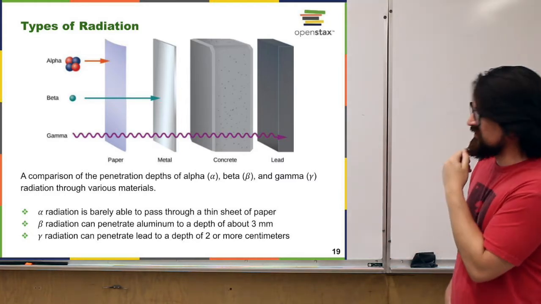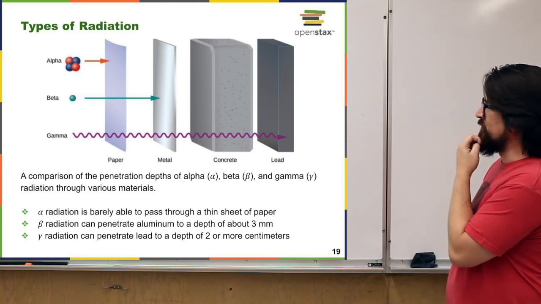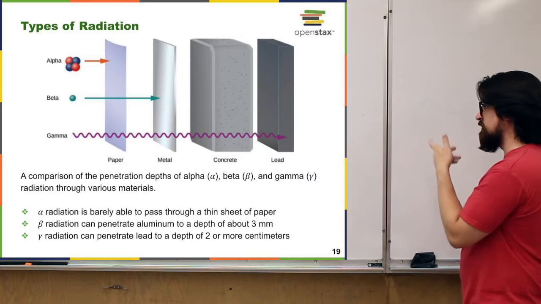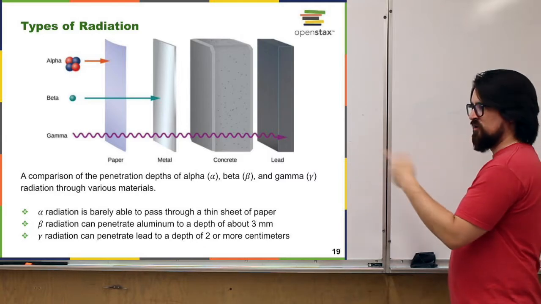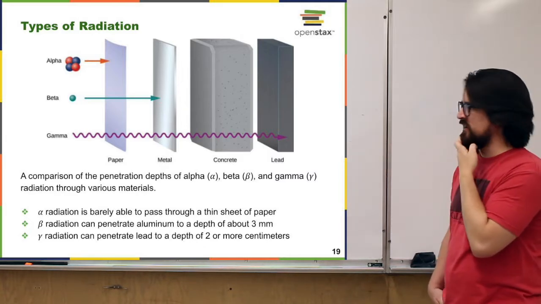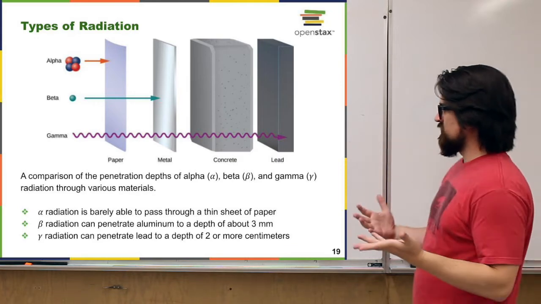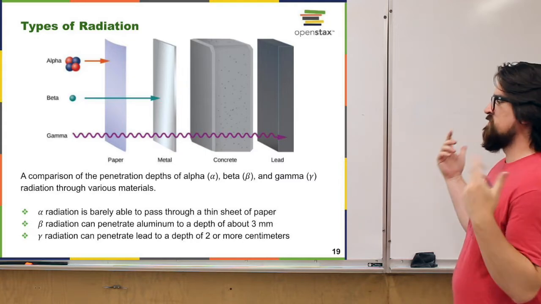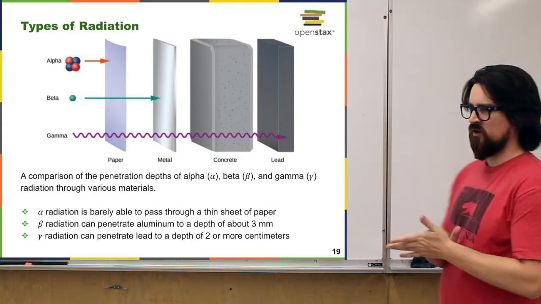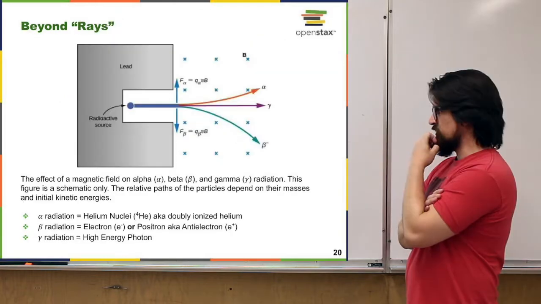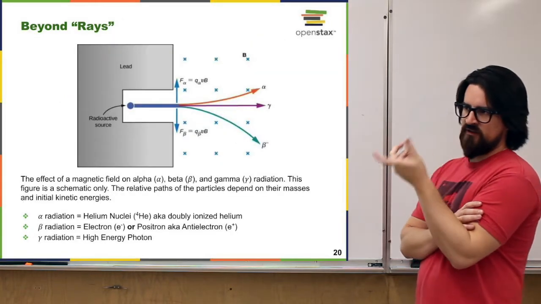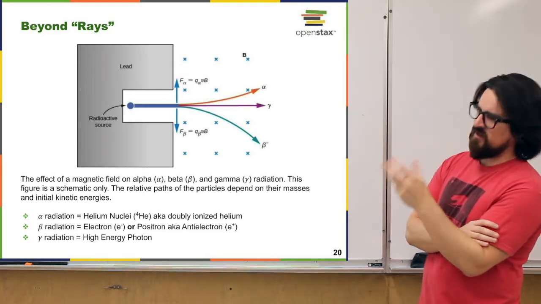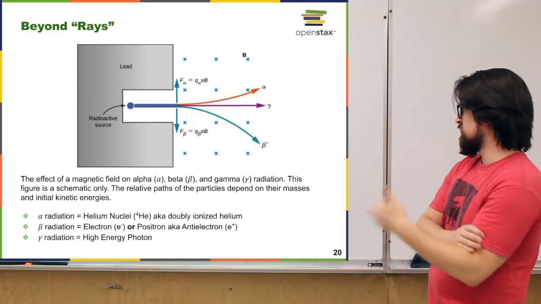Alpha radiation, very little penetration. Beta radiation will go through that paper but won't really go through metal. Gamma radiation can go through most things but doesn't really pass through lead very easily. When they were first discovered, they were thought of as rays. We call them alpha rays, beta rays, gamma rays. But what are those actual rays made of? It took a good amount of effort to figure out what these rays were actually composed of.